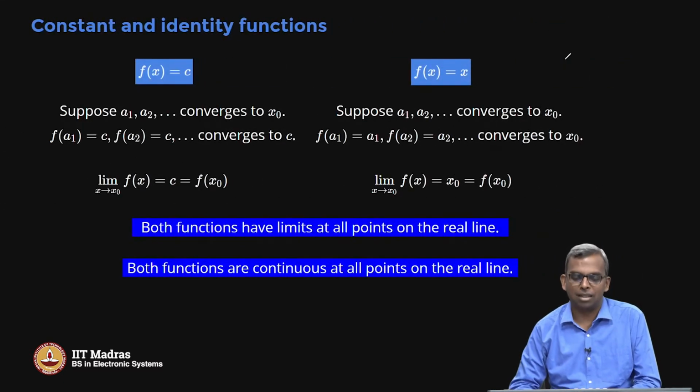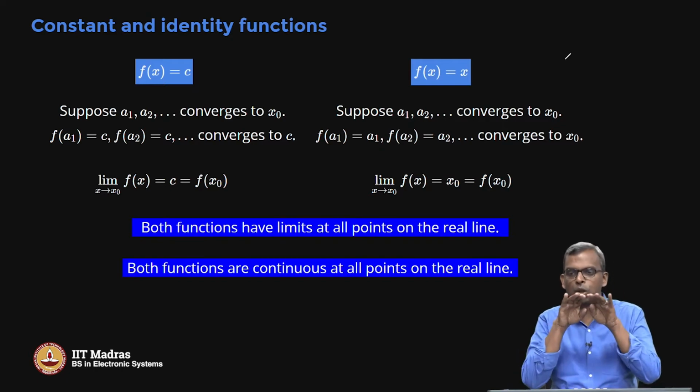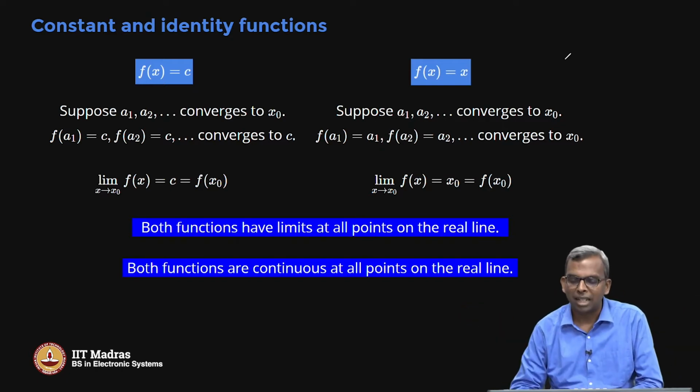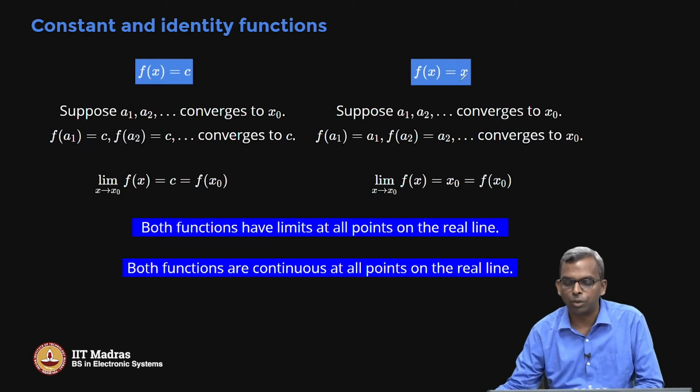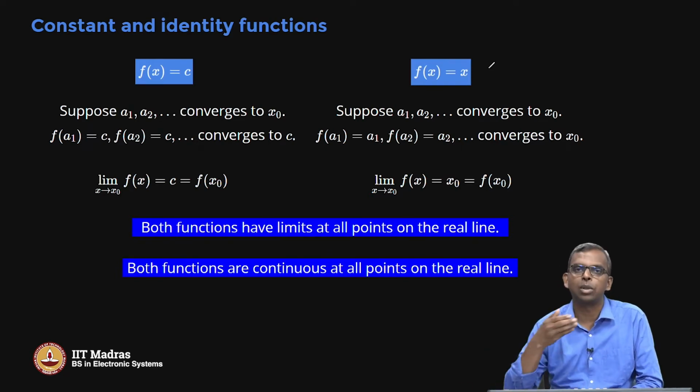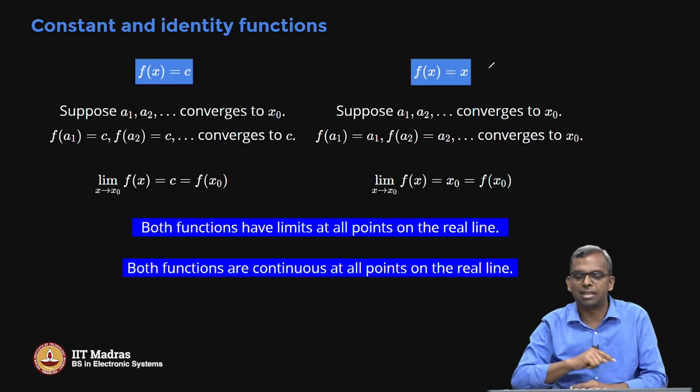So the first couple of functions for which we can very easily compute limits is the constant function f of x equals c, right? One constant value for all x. And the other function is the identity function. What is this identity function? f of x equals x. It's like the y equals x line, right?